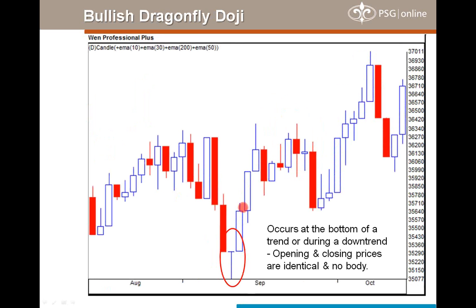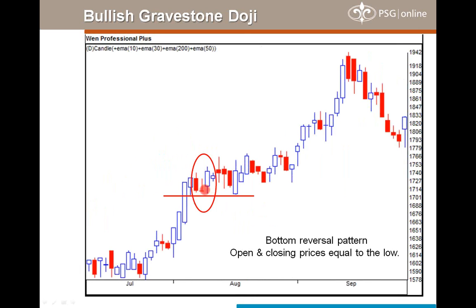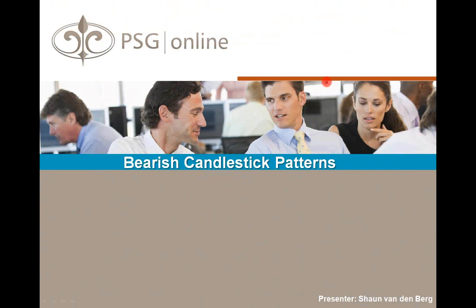Here's a dragonfly doji. You see that at the bottom of the screen, and a very, very strong reversal from there too. There's a gravestone doji. Remember, this is where the open and close are at the bottom of the screen. We're bouncing off that support. Again, remember, indecision. And eventually we move out of this market. So we had this little rally, indecision sideways, and then we moved up from there. Those are some of the bullish patterns.